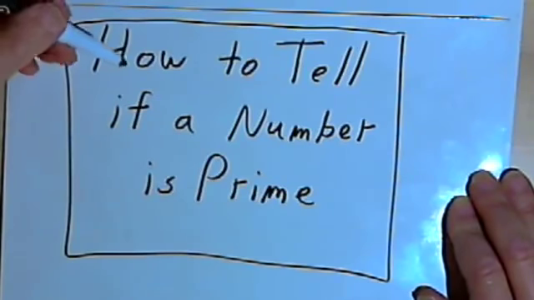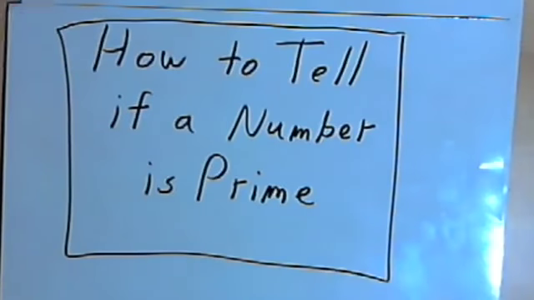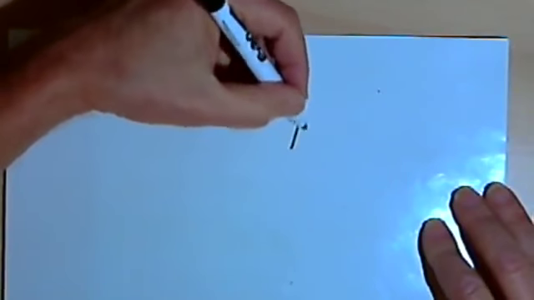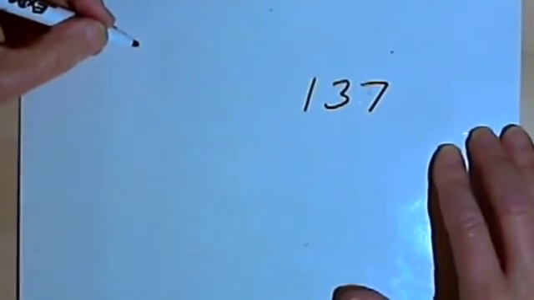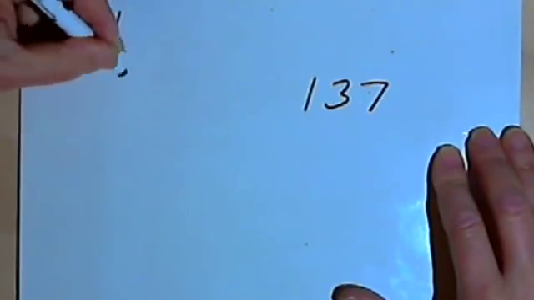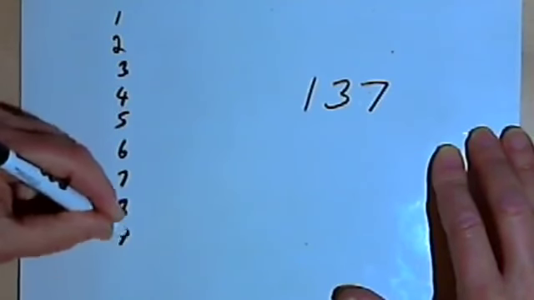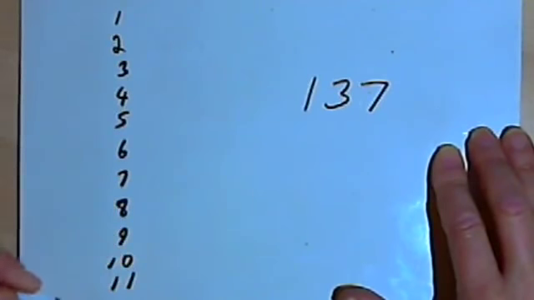And in this video, I want to talk about how you can tell if a number is a prime number or a composite number. So let's say I've got the number 137, and I've got to determine whether it's prime or composite. So I could make a list of numbers, 1, 2, 3, 4, 5, 6, let's see. I'll go up to 11, maybe I have to go further than that.